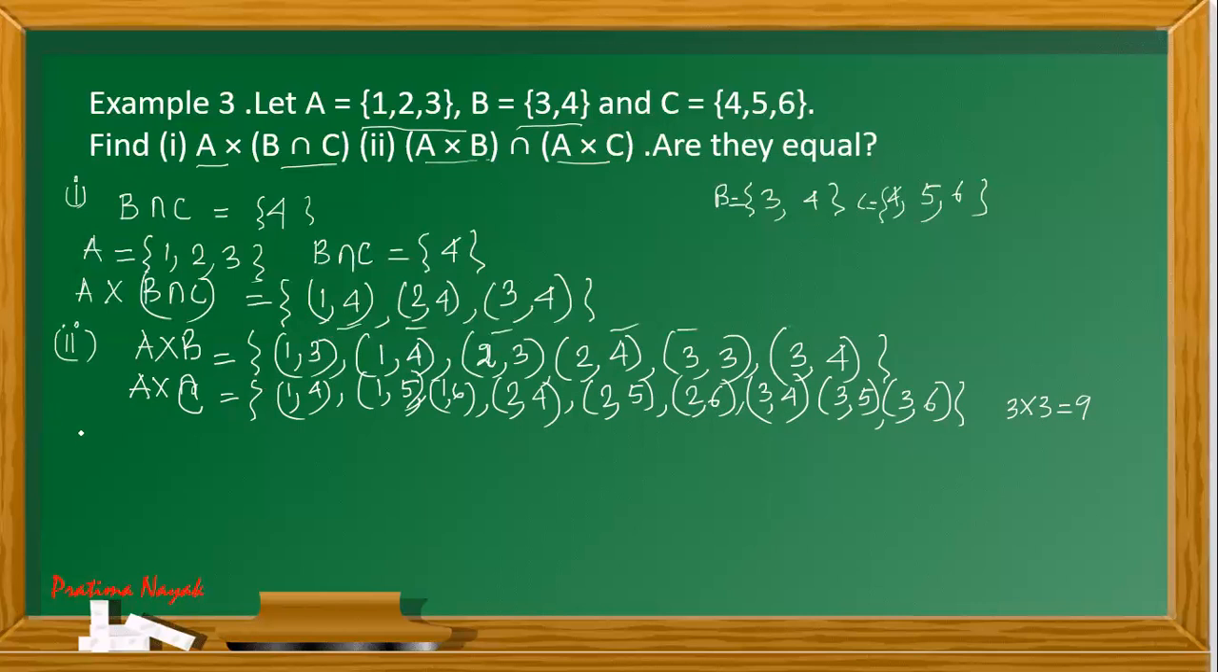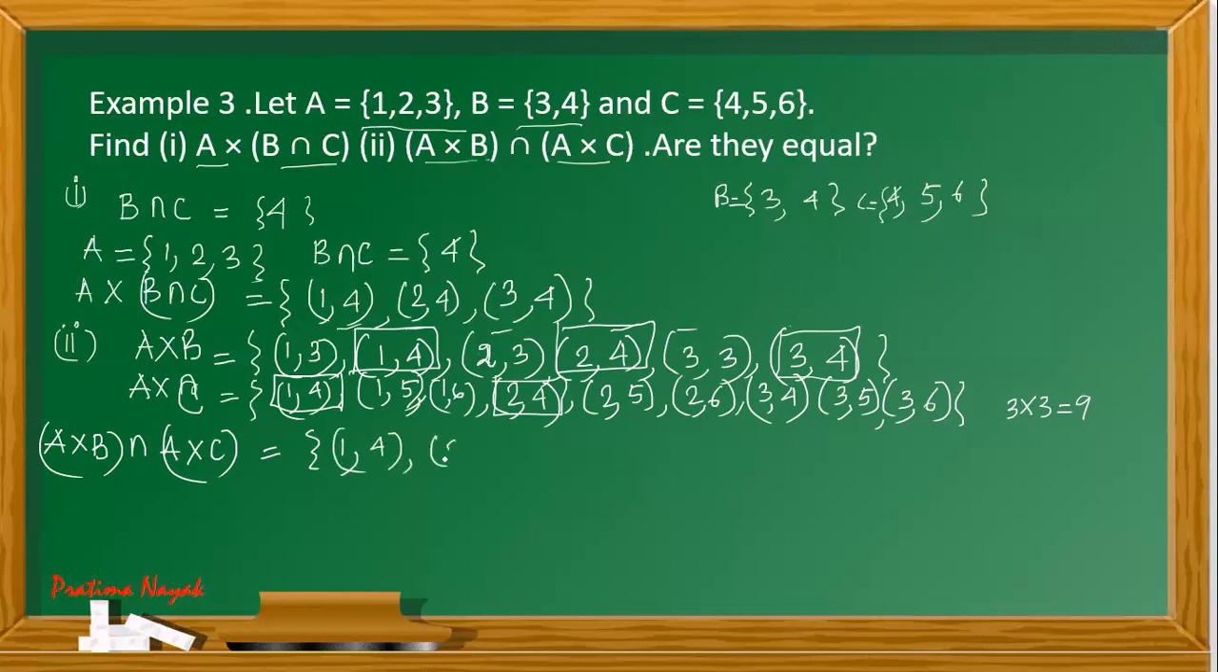Now we'll take their intersection. (A cross B) intersection (A product C). So find out what is common in them. Common in them is (1, 4). Next, what is common? (2, 4) is common. Next, (3, 4) is common. Is there anything common? No. So this will be (1, 4), (2, 4), (3, 4).